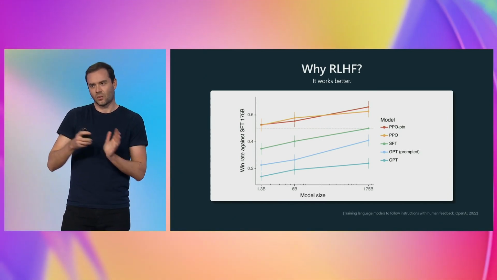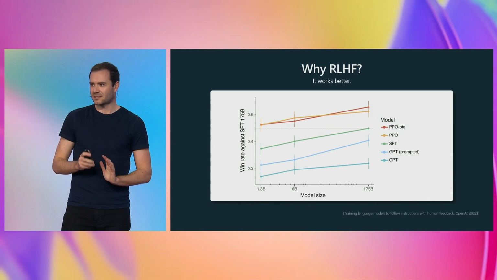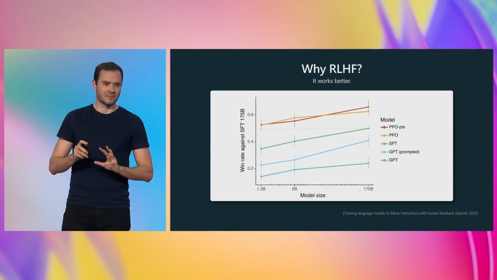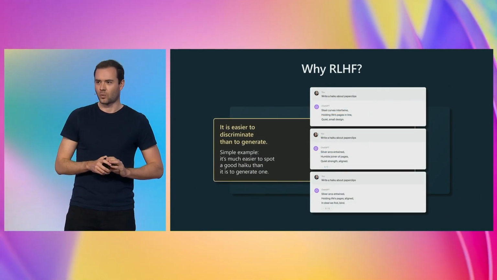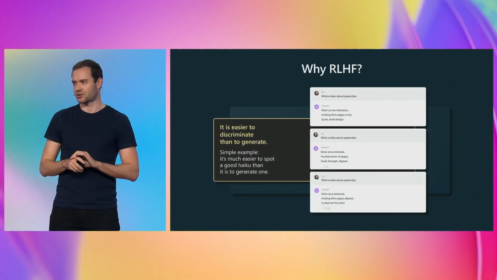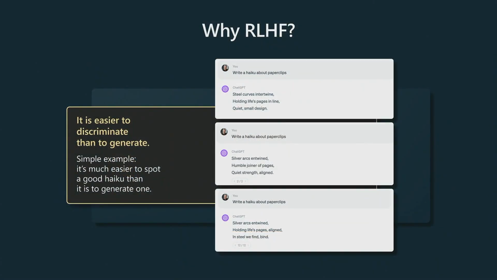But you might ask why? Why does it work better? I don't think there's a single amazing answer that the community has really agreed on, but I will offer one potential reason. It has to do with the asymmetry between how easy it is computationally to compare versus generate. Let's take an example of generating a haiku. Suppose I ask a model to write a haiku about paperclips.